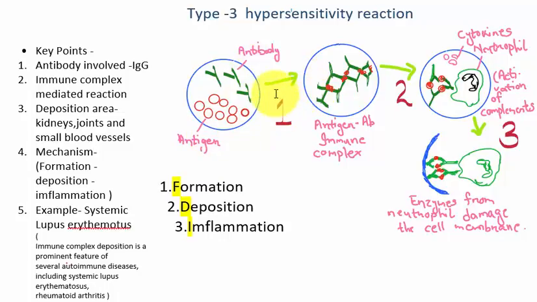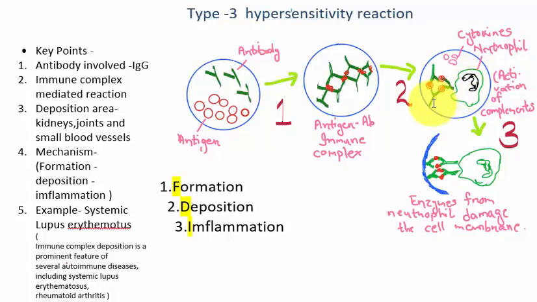So this is the first step. The first step is the formation of the antigen antibody immune complex. The next step is the deposition. The antigen antibody immune complex gets deposited in the wall of the membrane. Then the third point is inflammation. As a result of that, it attracts the inflammatory cells such as the neutrophil, which is trilobed. This is a trilobed structure.